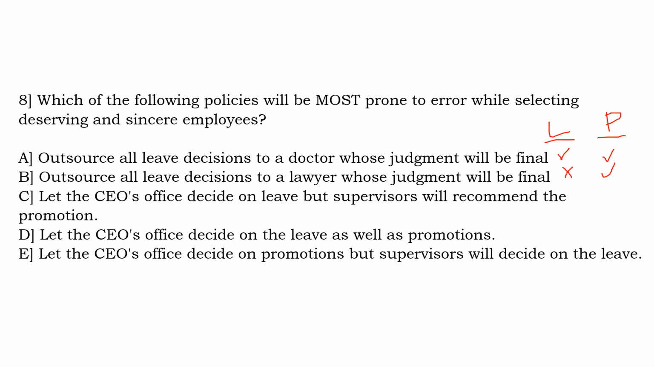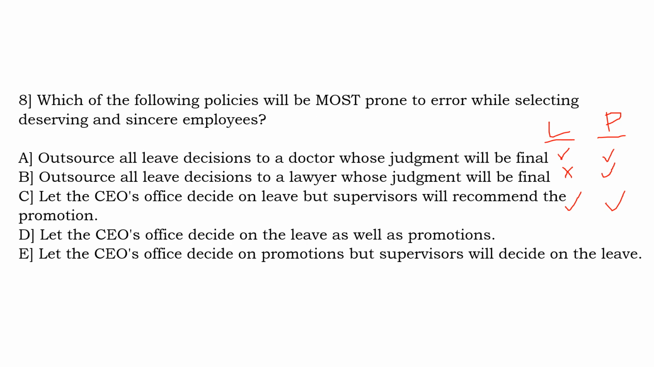So the CEO's office, again, from the passage we know that the supervisors are not able to identify whether a person is genuinely ill or not. That is why supervisors are granting leave to all the people who are saying they are ill. So the CEO's office will be able to use a certain discretion here. So they might be able to do it in a better manner than the supervisor. So this is again going to be less error prone, and the supervisors recommending the promotion is again going to be less error prone. So this again is not your answer, because in both the cases the errors will be less.